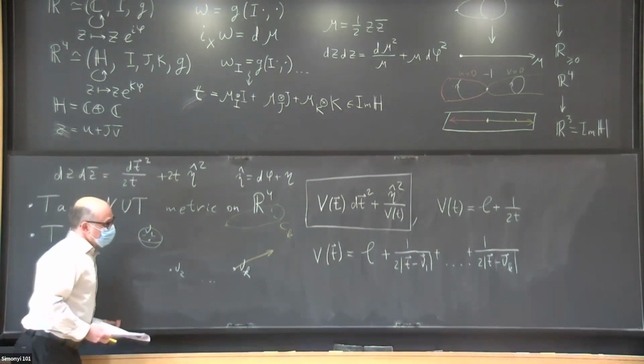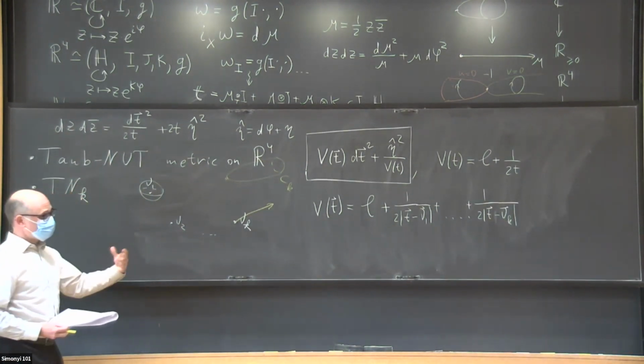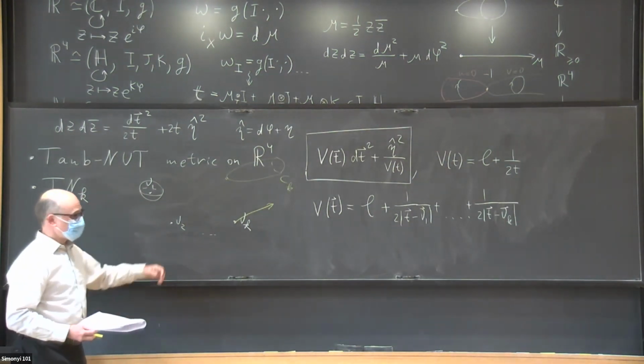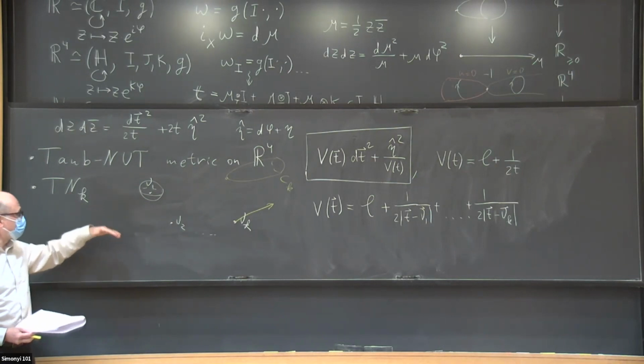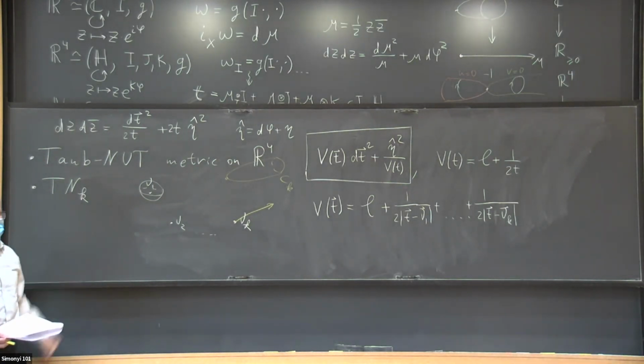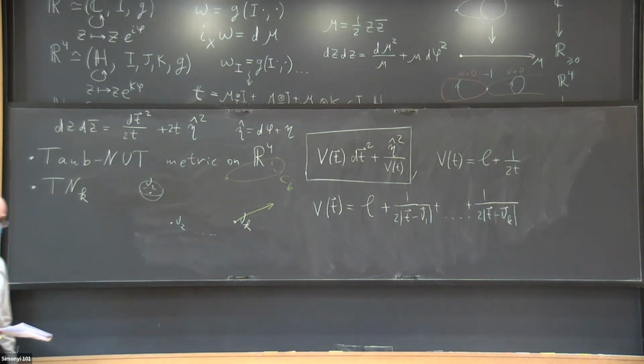Right, so this is the prototypical example of asymptotically locally flat hyperkähler manifolds. And there is a theorem of Minerbe showing that these are the only ones. So this is the only hyperkähler metric with this specified asymptotic.